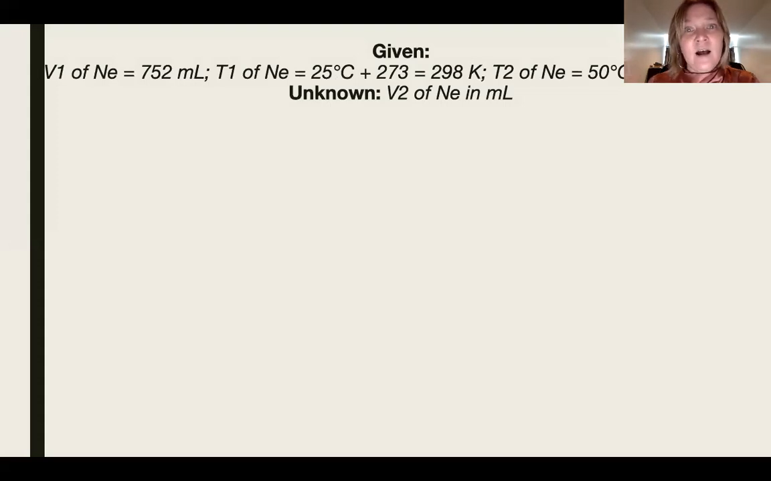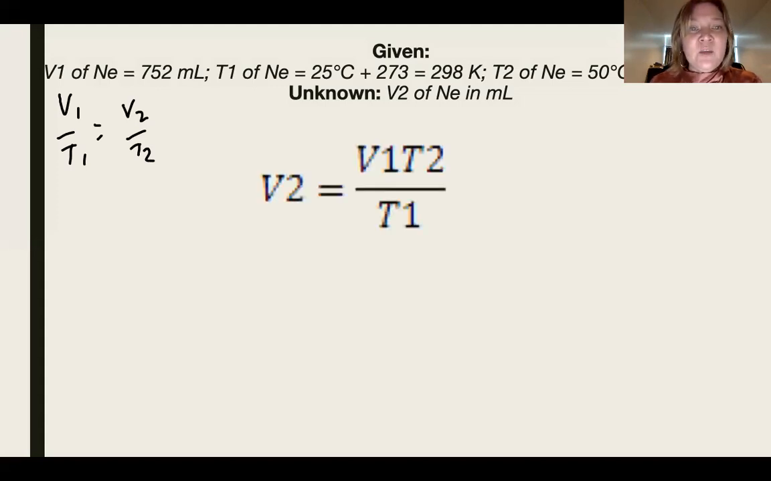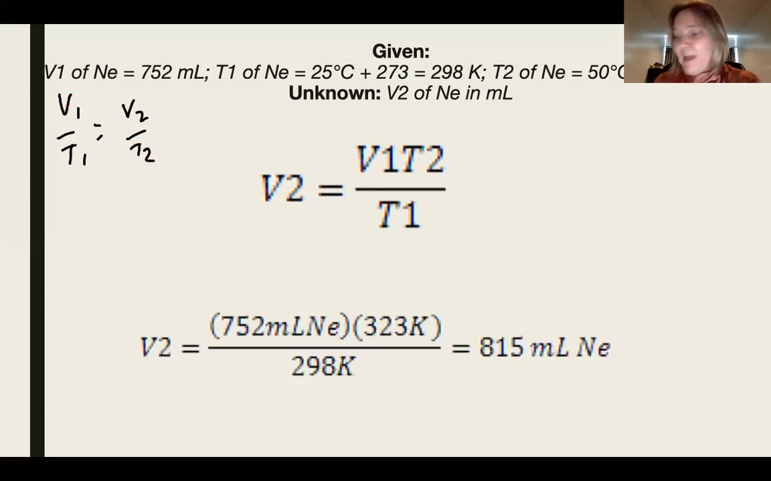Okay, so that's stipulating our givens and our unknown. We're going to use the equation V1 over T1 equals V2 over T2. Solving for V2, which is our unknown, we get V2 equals V1T2 over T1. We're just going to multiply T2 on both sides. Then the only thing left to do is plug in our numbers, cancel our unit of Kelvin, and we get 815 ml of neon.